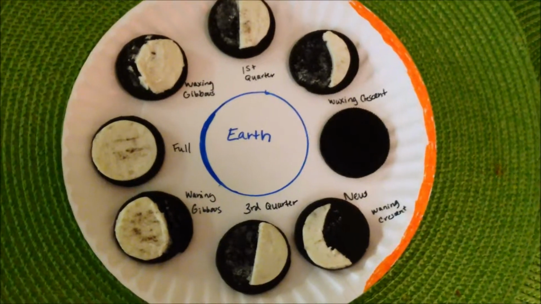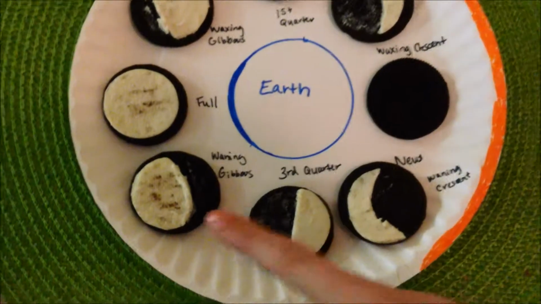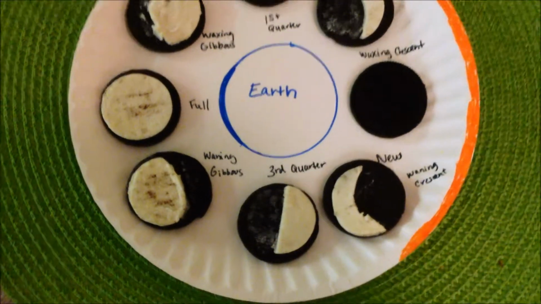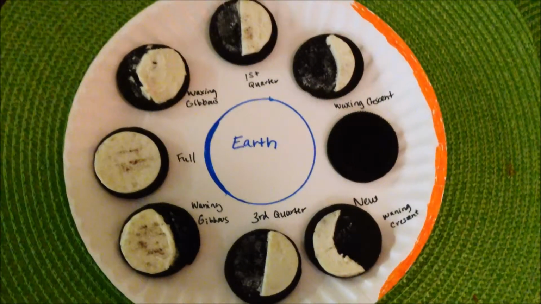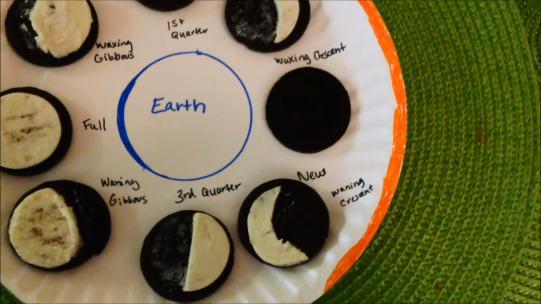After a full moon, the light decreases. A waning gibbous comes next. Following the third quarter is a waning crescent, which shrinks until the light is gone, making a new moon.